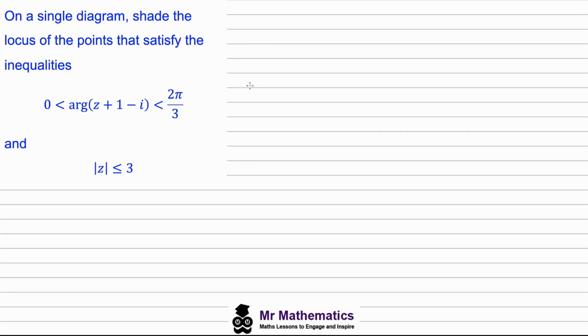Hi everyone, so this is my second video on identifying regions involving loci on complex numbers. In this question, we're told that on a single diagram, shade the locus of a point that satisfies this inequality and this one involving the modulus of z.